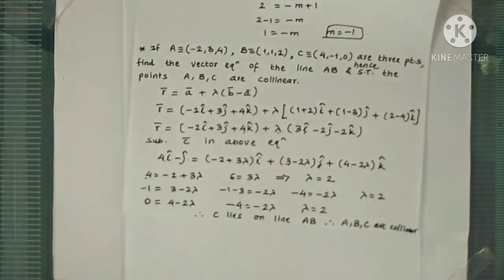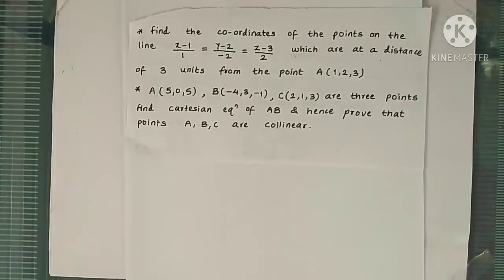Okay. So this is your today's assignment. Find the coordinates of the points on the line (x minus 1) upon 1 equal to (y minus 2) upon minus 2 equal to (z minus 3) upon 2, which are at a distance of 3 units from the point A(1, 2, 3).